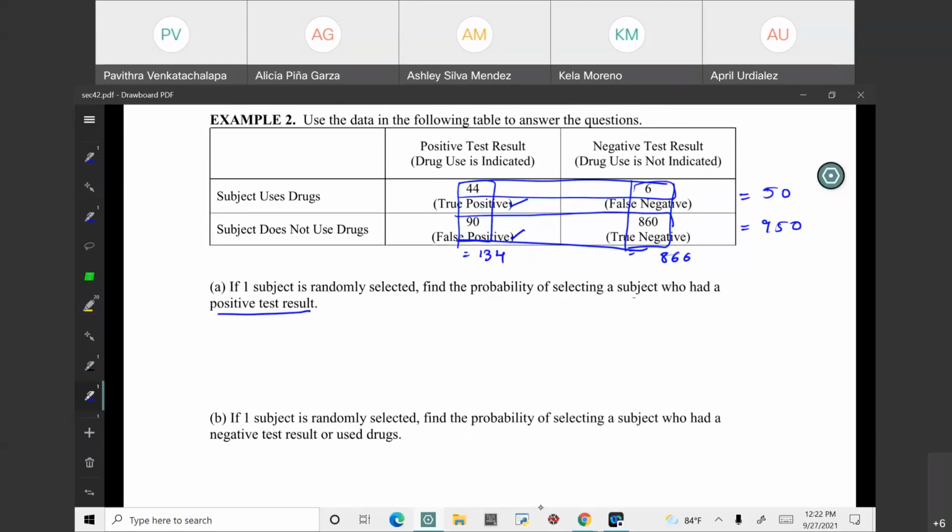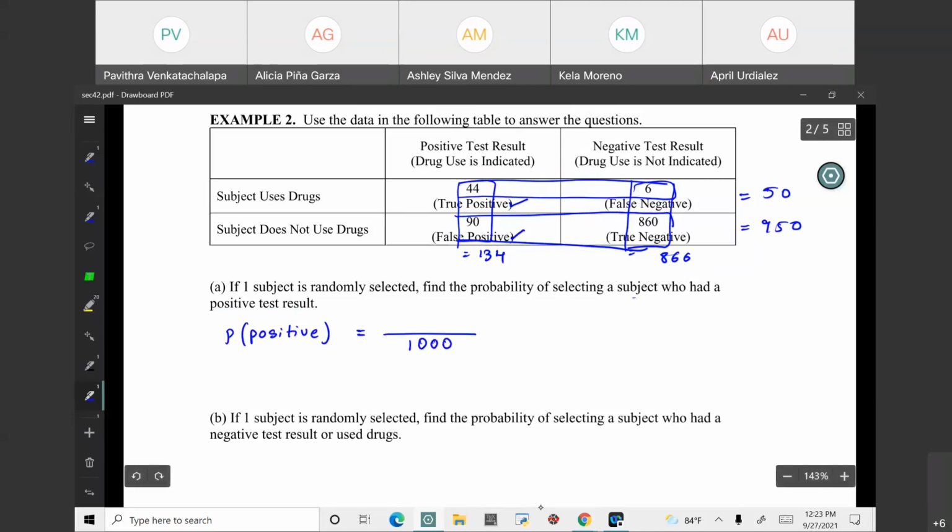Before I start anything, what is the population value? How many people do you think there are? No, I mean total population. 1000, right? So the probability of people who tested positive will be equal to favorable outcome by total number of outcomes. So the total number of outcomes is 1000.